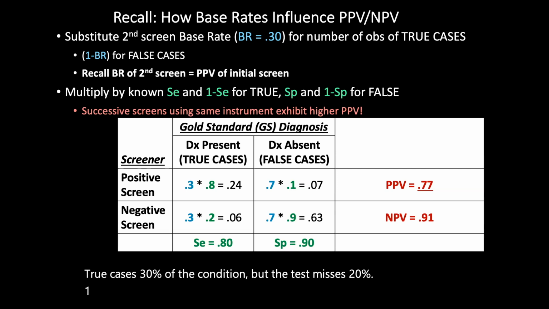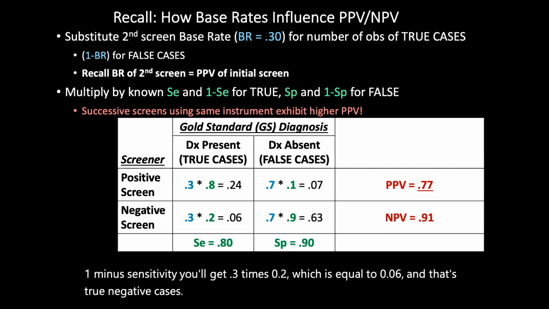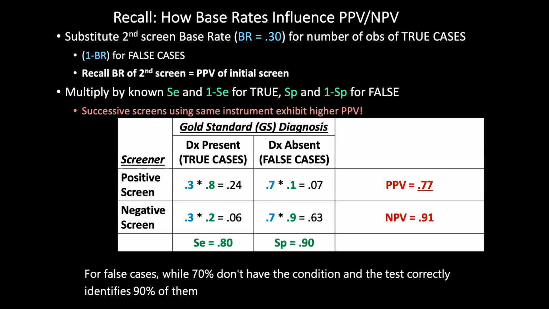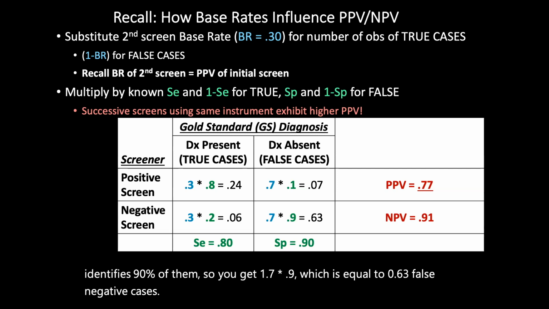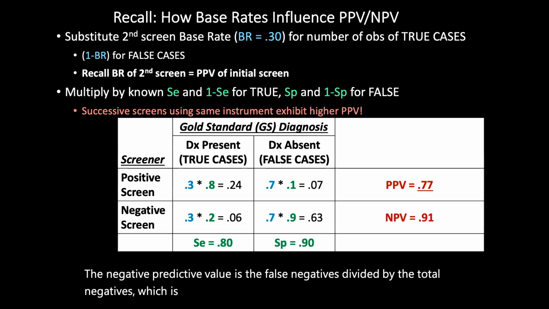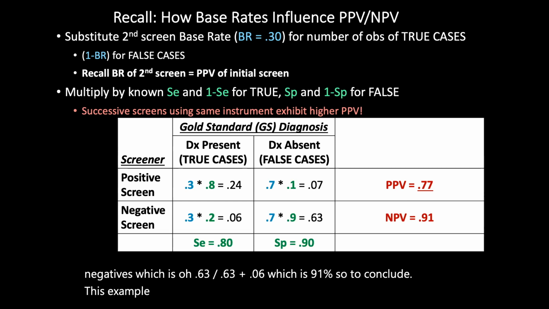For the negative screen, true cases, 30% have the condition, but the test misses 20%, 1 minus sensitivity. You'll get 0.3 times 0.2, which is equal to 0.06, and that's false negative cases. For the healthy cases, well, 70% don't have the condition, and the test correctly identifies 90% of them. So you get 0.7 times 0.9, which is equal to 0.63 true negative cases. The negative predictive value is the true negatives divided by the total negatives, which is 0.63 divided by 0.63 plus 0.06, which is 91%.